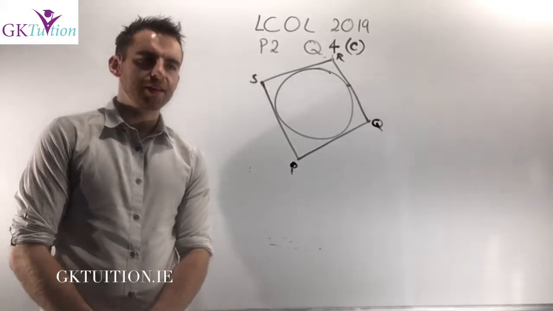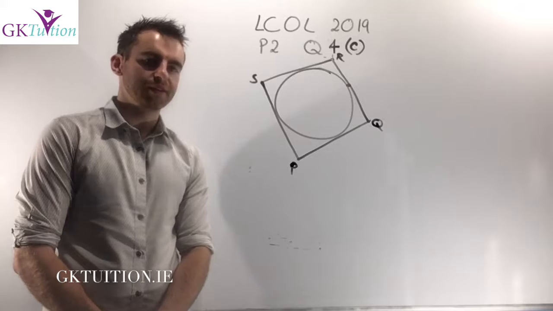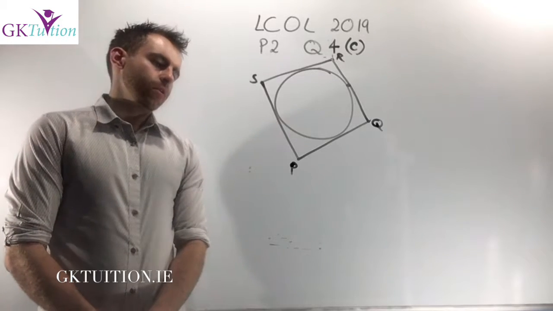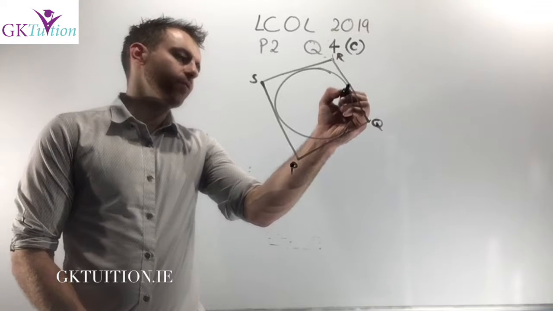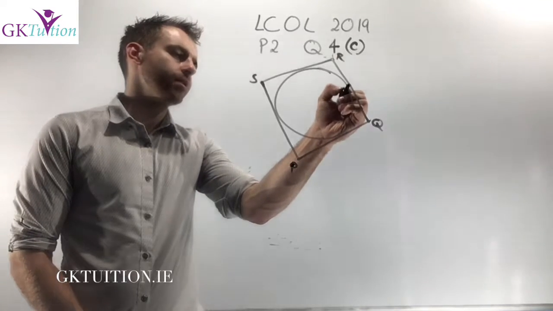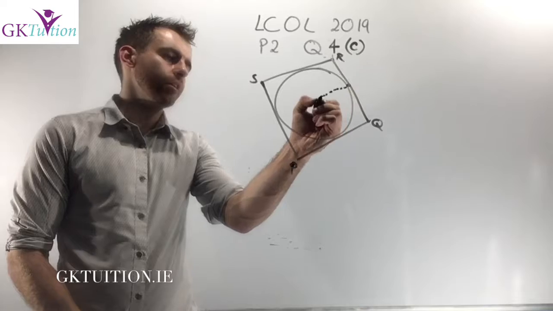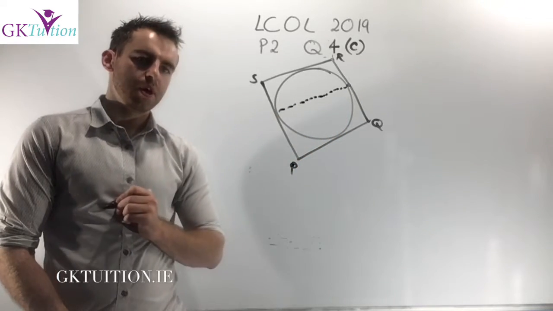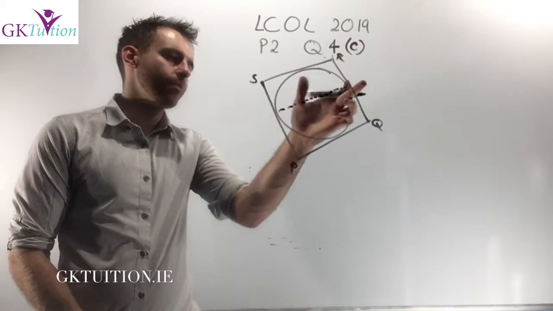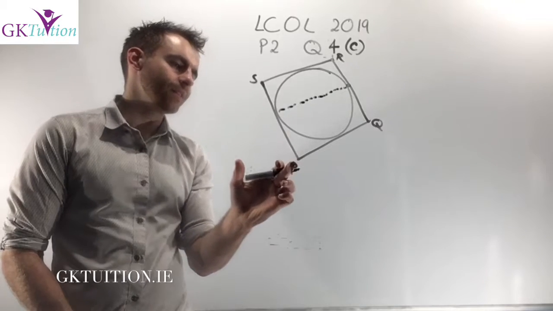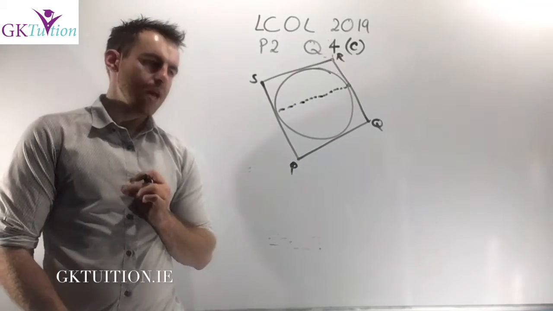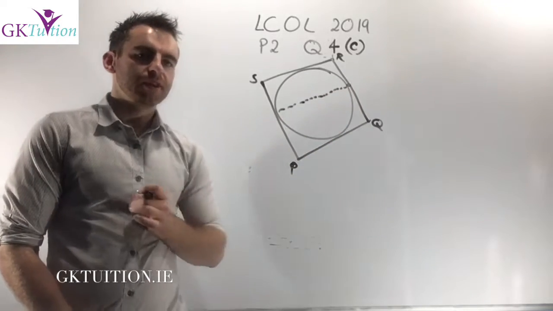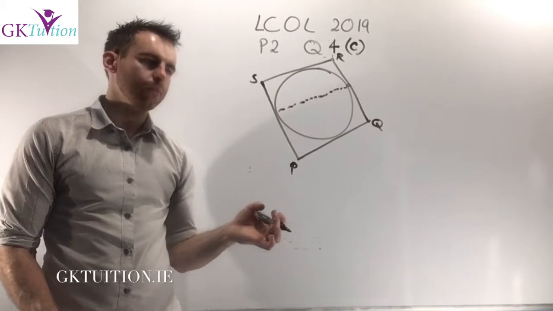Okay, in part C, we're asked to find the length of the radius of the circle. Now what you need to realize here is that the radius, let's first think about the diameter. The diameter is the distance from, say, here through the center to here. What I want you to recognize is that the diameter of the circle is the same as the distance from P to Q or the distance from S to R. Now if you can find the diameter, to find the radius you just divide it by 2.